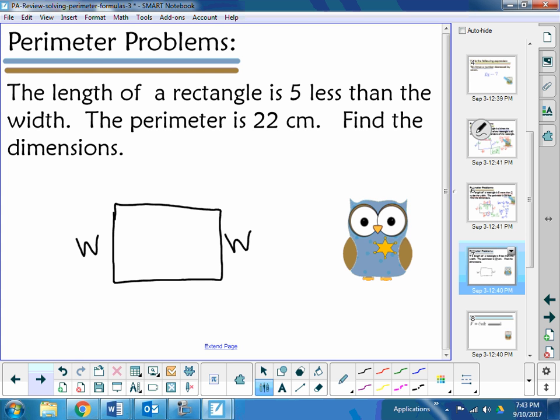So it's the length. The length of a rectangle is 5 less than the width. Less than indicates subtraction. So 5 less than the width. Well, we know my width is W. Length is going to be 5 less than that, so we're going to subtract 5. Alright, set up your equation and solve.